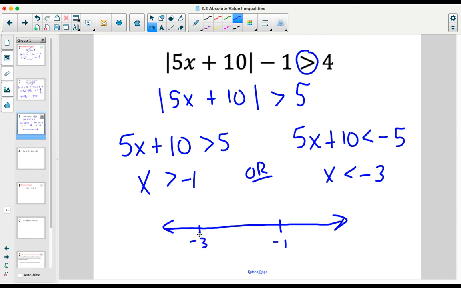Negative 1, negative 3, I'm less than that, I'm greater than negative 1, I'm outside of those two numbers. And if you want to convince yourself that the interior doesn't work, feel free to try a number that's on the interior of that space, something like negative 2. 5 times negative 2 is negative 10. Negative 10 plus 10 is 0. So you would get 0 out of here, minus 1, that is certainly not bigger than 4. That does not work. That's not a part of the solution. So we anticipate, again, solutions on the outside, thanks to that greater than that we started with.